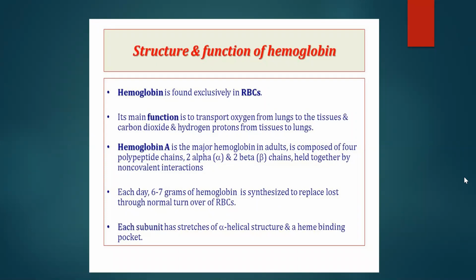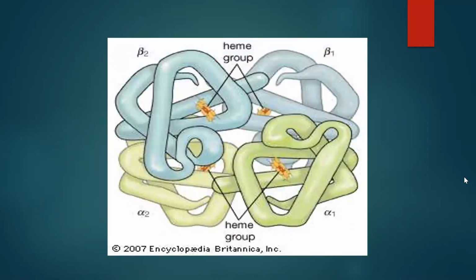And the last one is each subunit has stretches of alpha helical structure and a heme binding pocket. So this is a very deep structure, but you can see in the structure what I'm talking about. Here you can check the heme group, the flower-like structure. These are the heme groups.